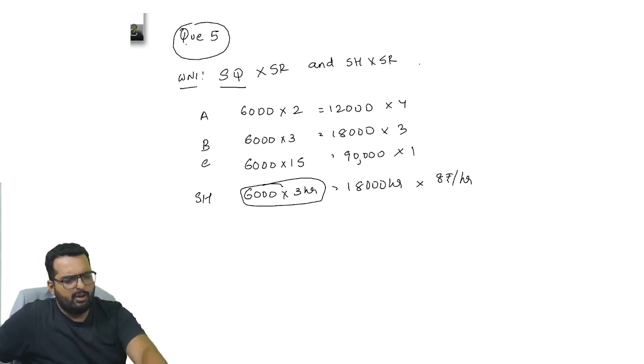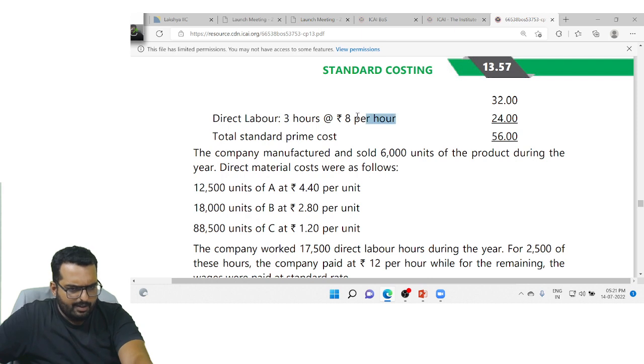8 rupees per hour is not the working, it's already given in the question. It's the rate. That is the SR. It's already given in the question. Are you clear, Aditya?